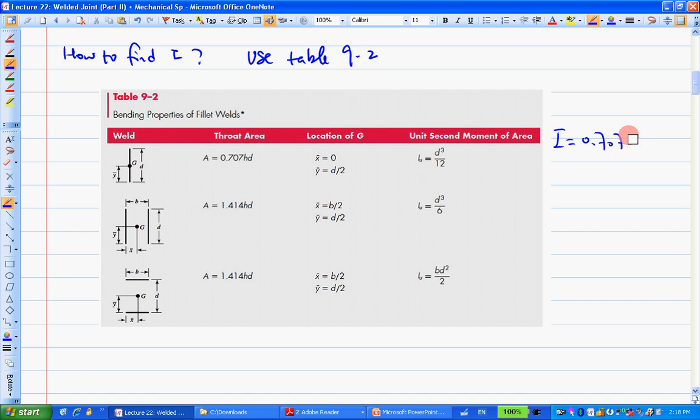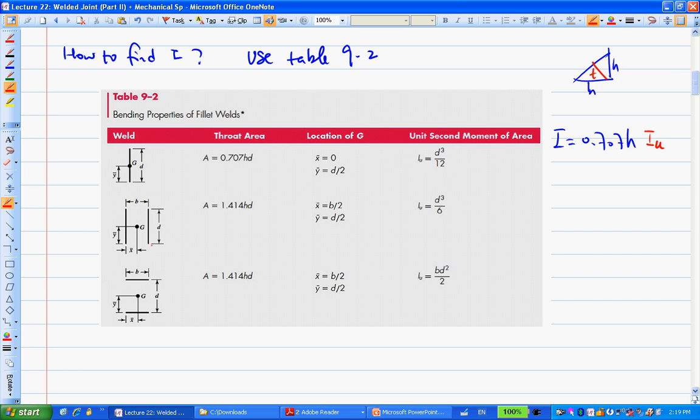Because when you have, let's say, a triangle here, and this is H, the throat area is how much? It's this T here. It's always 45 degrees, so T equals 0.707H. The T value times this unitless quantity gives you this I value here. So this is IU here.